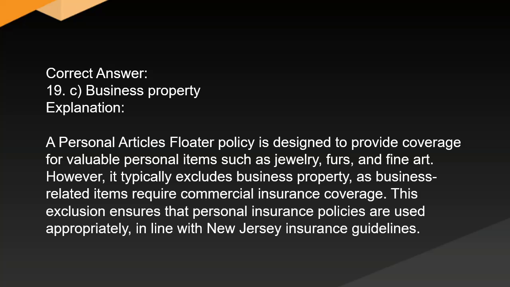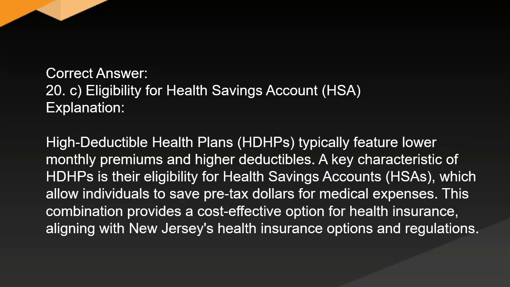Correct answer: C. Business property. Explanation: a personal articles floater policy is designed to provide coverage for valuable personal items such as jewelry, furs, and fine art. However, it typically excludes business property, as business-related items require commercial insurance coverage. This exclusion ensures that personal insurance policies are used appropriately in line with New Jersey insurance guidelines.